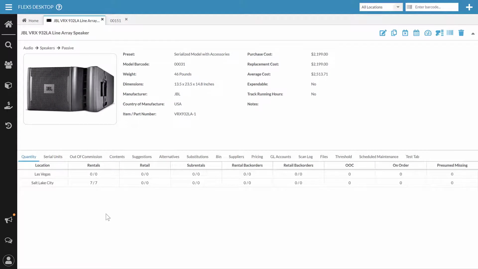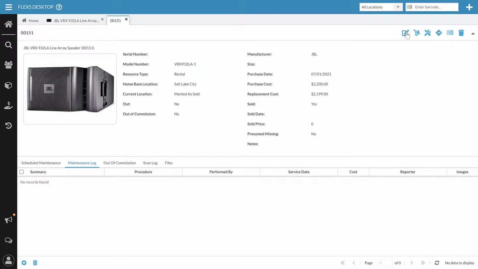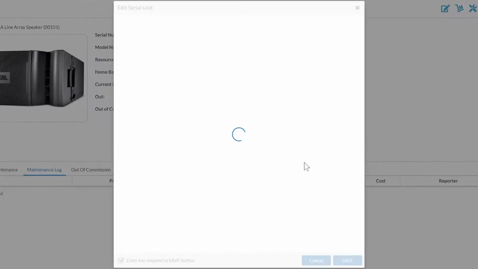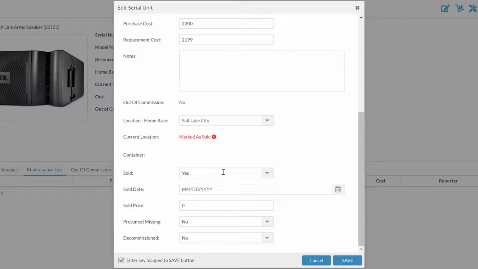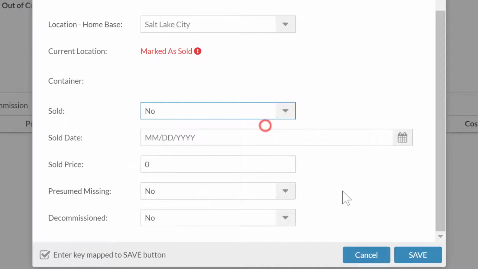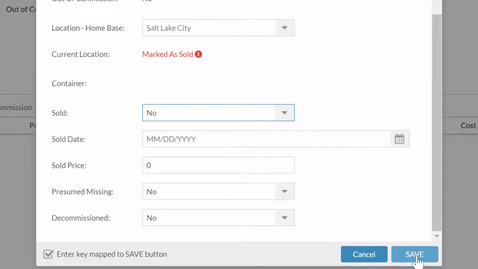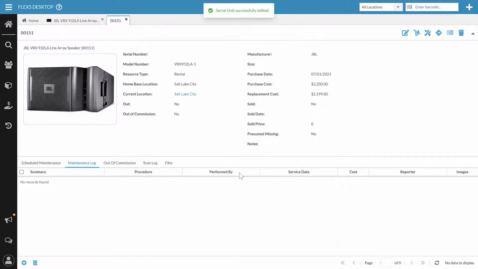Okay, now we're going to check a different option. I'm going to go here and undo our sold. Change this. We still see that it says that. I can again manually override this and say, nope, never mind. And on this, I'm going to mark it as out of commission.